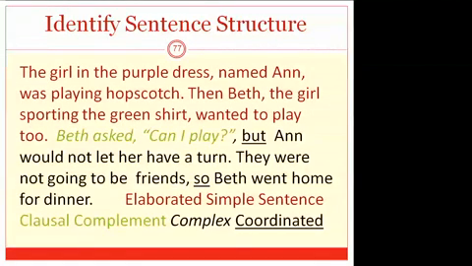but Anne would not let her have a turn, is both complex through the clausal complement, Beth asked, "Can I play?" and it is also coordinated with the linking of the independent clause, Anne would not let her have a turn, with the coordinating conjunction but. So that one sentence is a coordinated complex sentence.